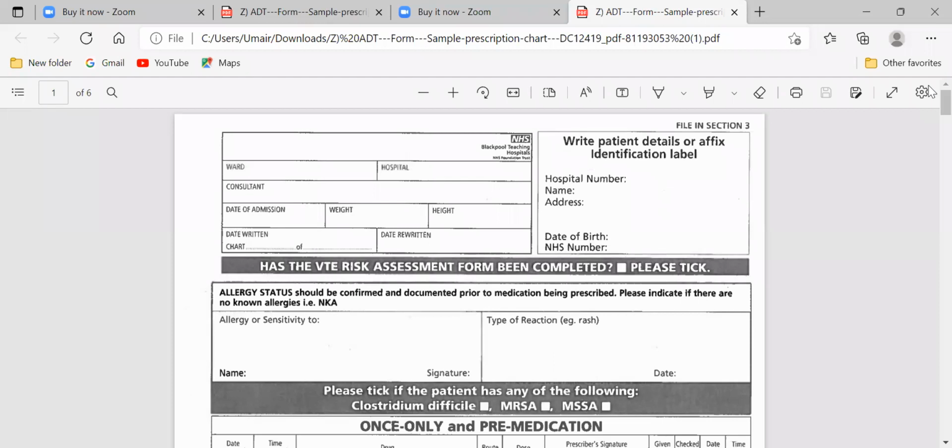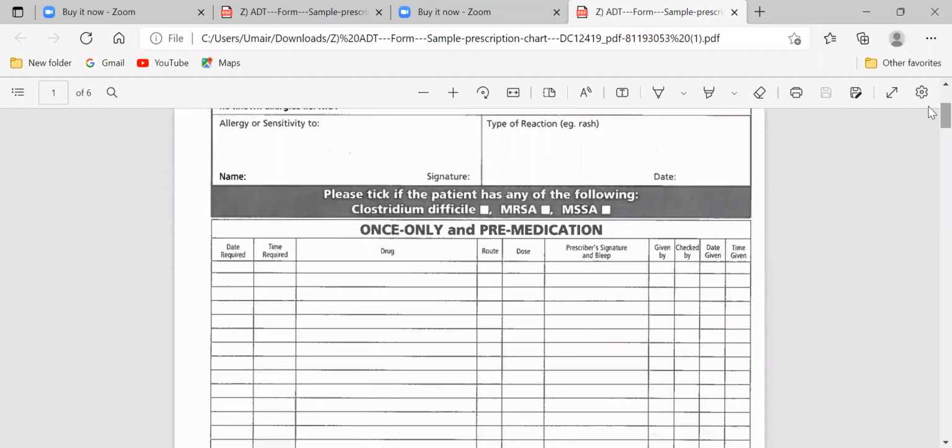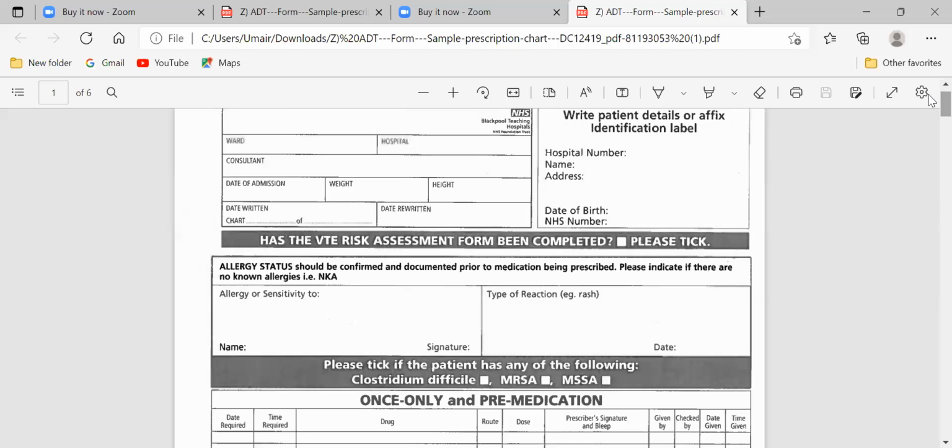8, 14, and 20. 20 or 22 you can write. Just make sure you're making an 8 hours gap.